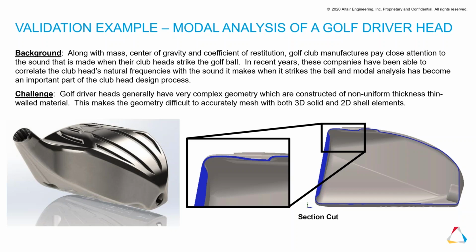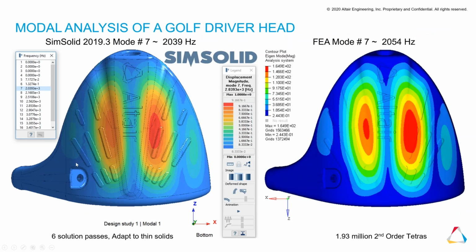For SimSolid, we just bring it in and solve it. So the question was, how did we do? Well, here was our model, and here is a traditional FEM model. The FEM model was almost 2 million second-order tetras. So it's a very dense model, but you needed that density to get the solution through those thin areas. For us, we just brought it in and solved the geometry directly. We used 6 solution passes, so this is a high-resolution number of passes, but we just said solve.